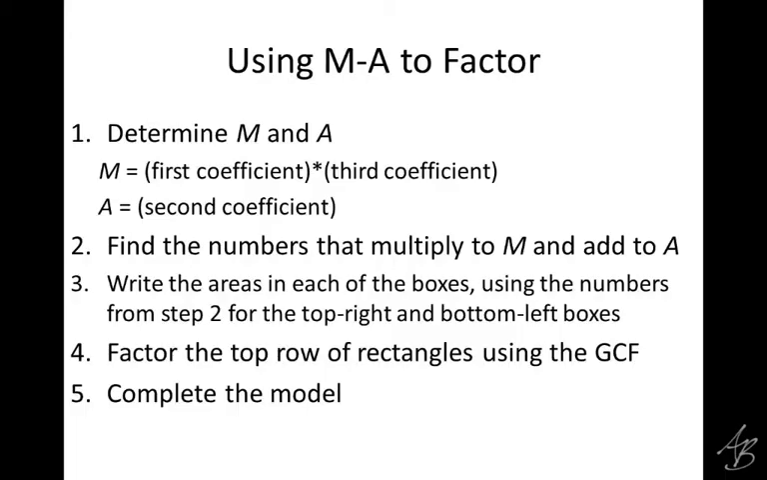So, here's how you're going to do it. These are the steps that we took. We figured out what m and a were, and we did that by multiplying the first coefficient and the third coefficient for m. The second coefficient gives us a. We figure out what numbers work for m and a. Using that, we write in the areas of all the rectangles, factor one row of rectangles using the GCF, and then we finish the rest.